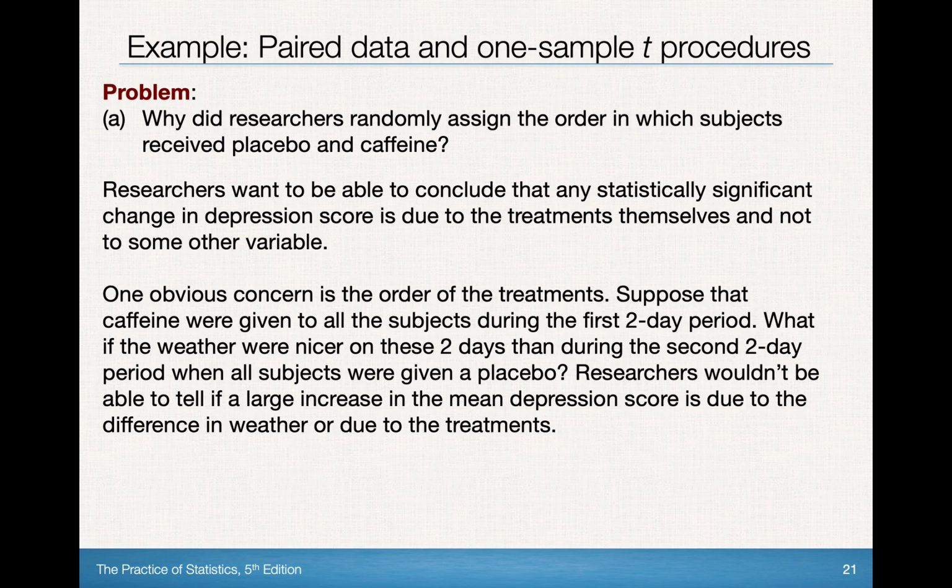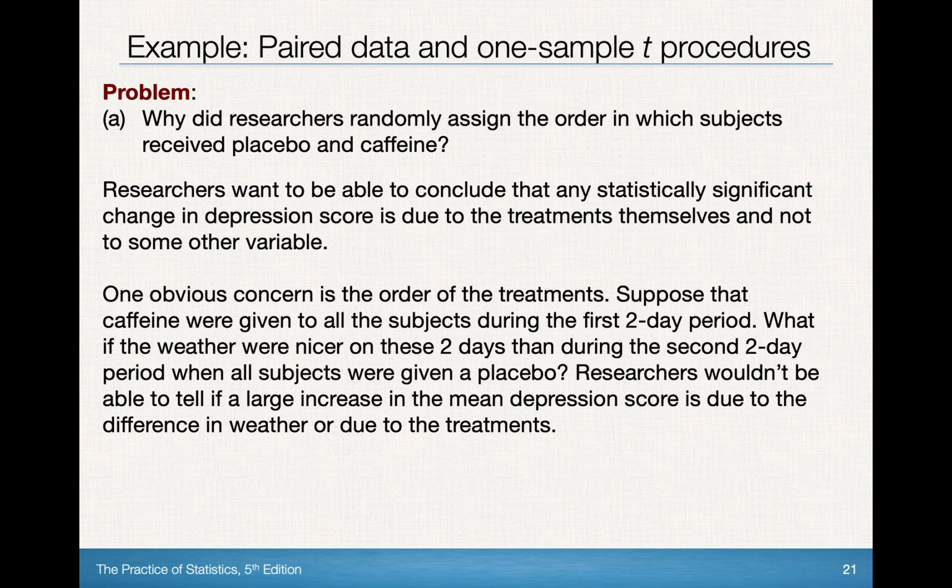In this case, it's really important because the order in which the treatment that you receive could affect the outcomes. For example, suppose that the caffeine was all given to the subjects during the first 2-day period. What if the weather was nicer on this 2-day period? And the second 2-day period, when they were all given the placebo, the weather was terrible, right? A sunny day out affects your depression just like caffeine may affect your depression.